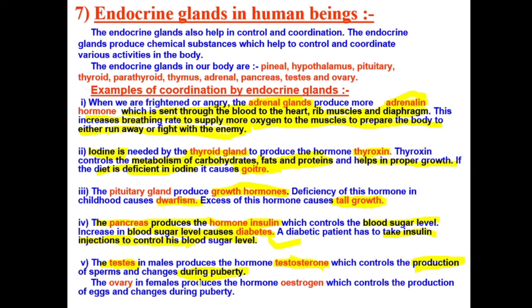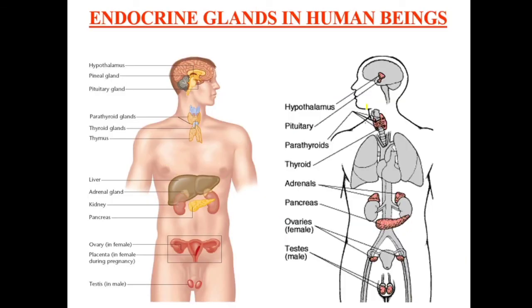Testosterone. Next is the ovary. The ovary produces a hormone called estrogen. It also controls the production of egg and the changes during puberty. Not only that, it also controls our menstrual cycle. That we'll study in the next chapter. So what we have is estrogen hormone in female and testosterone hormone in male. The same job that testosterone does in male, estrogen does in female.